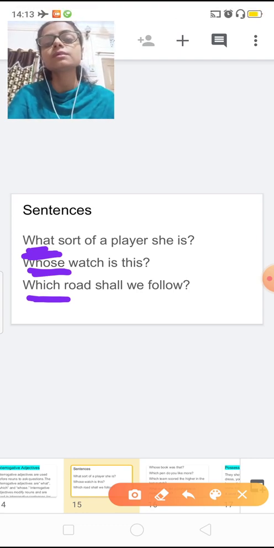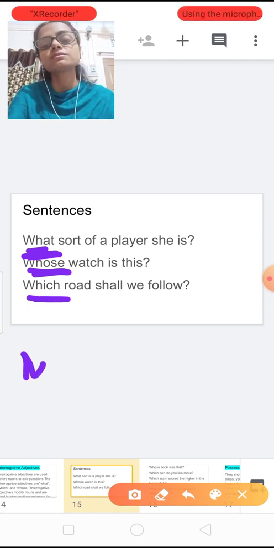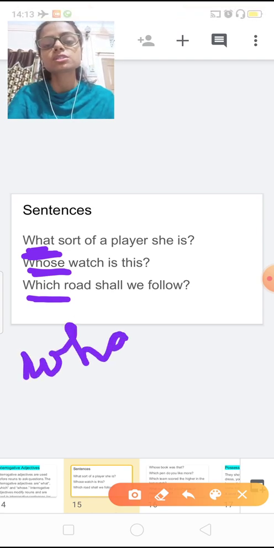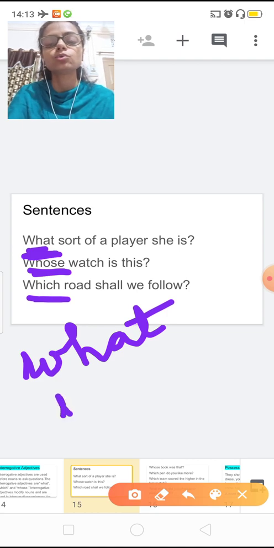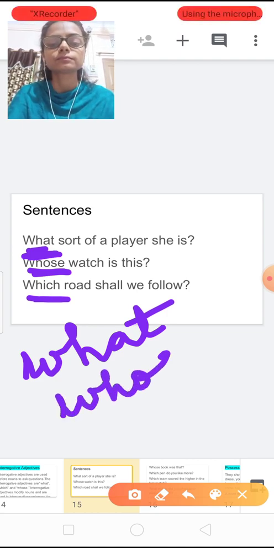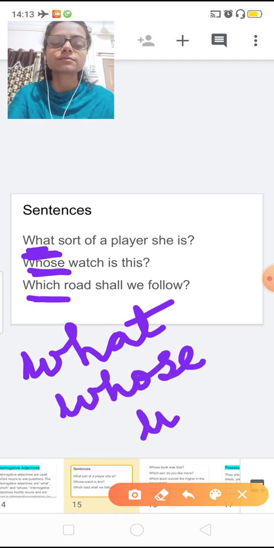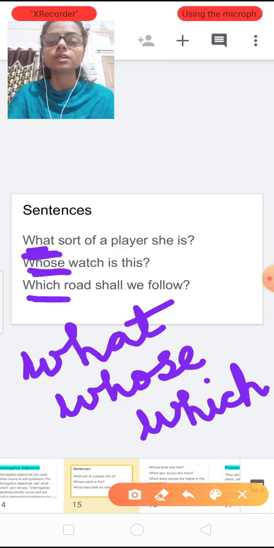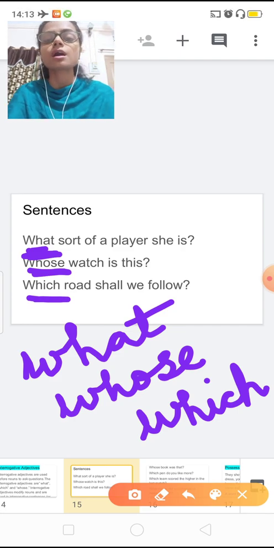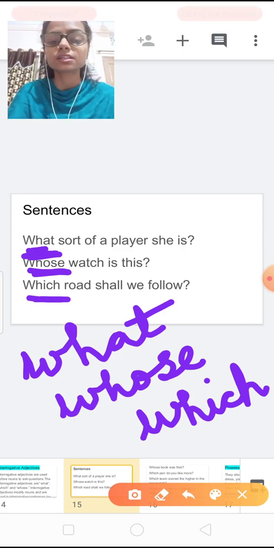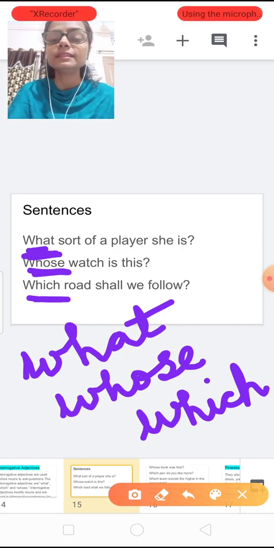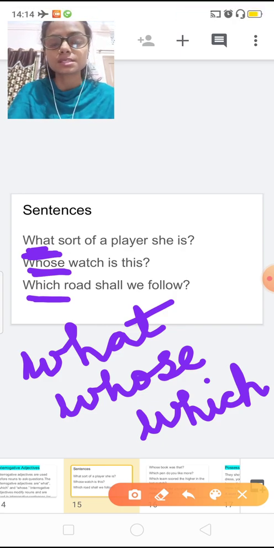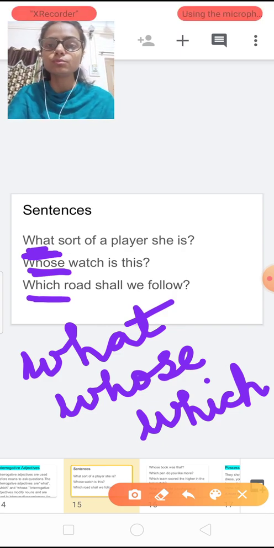So, what are the interrogative adjectives here, students? What, whose, which. So these three are the interrogative adjectives examples in these three sentences. Let's see few more sentences.